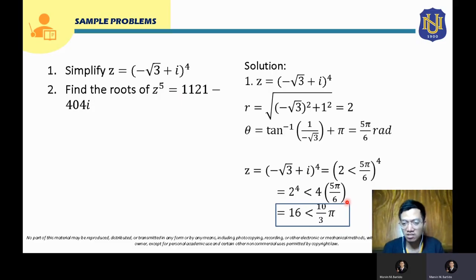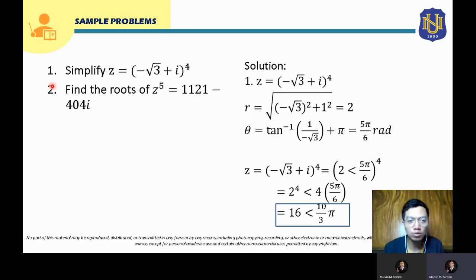But if it is mentioned in the problem that you have to convert your final answer to rectangular form or trigonometric form or any form, then you have to convert this. But since there's no such instruction mentioned in the problem, this will now be your answer. So this is 16 angle of 10 over 3 pi. So that will be the answer.